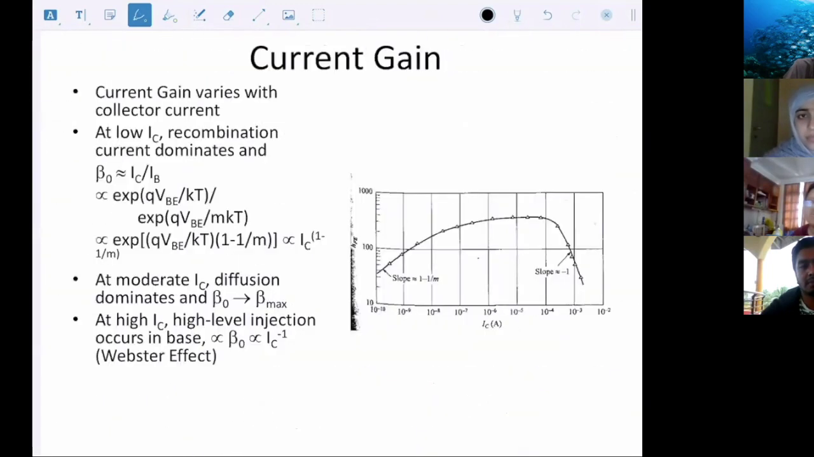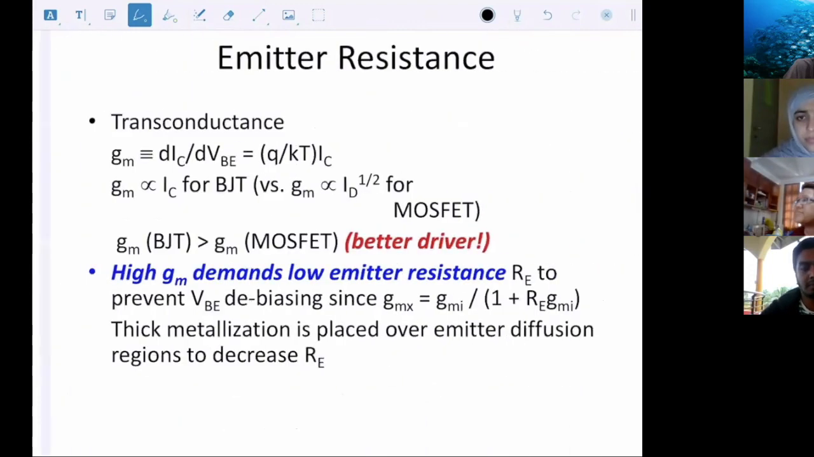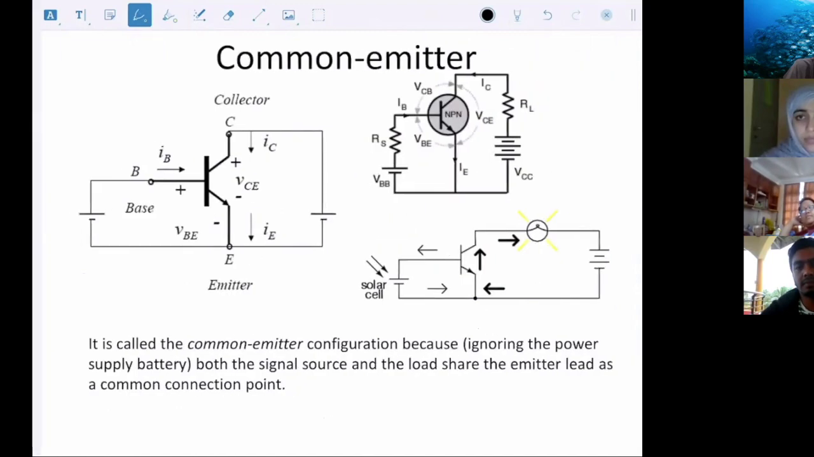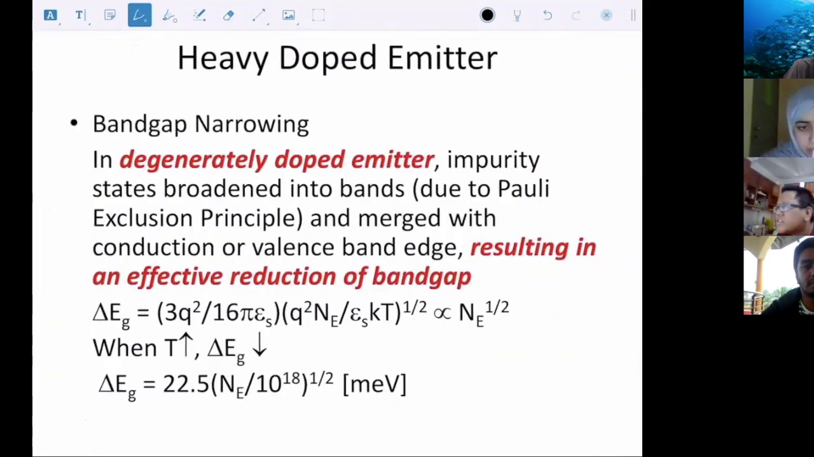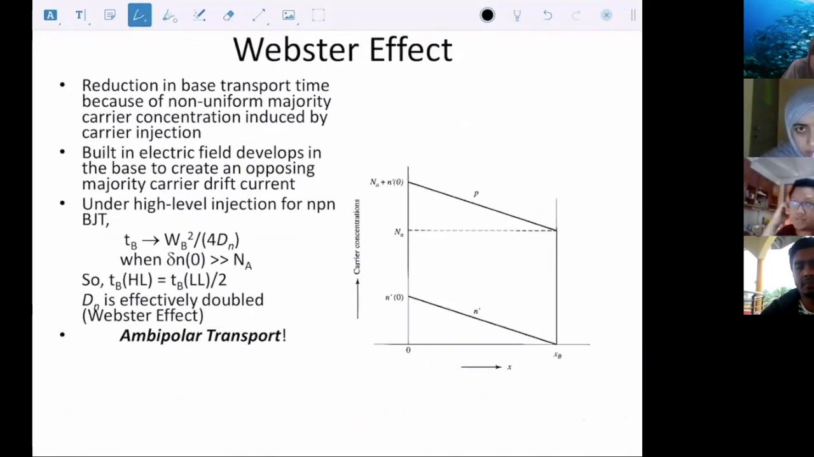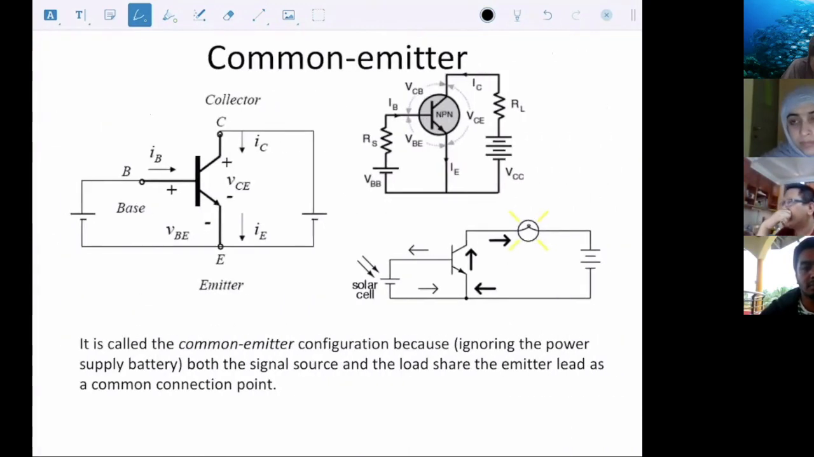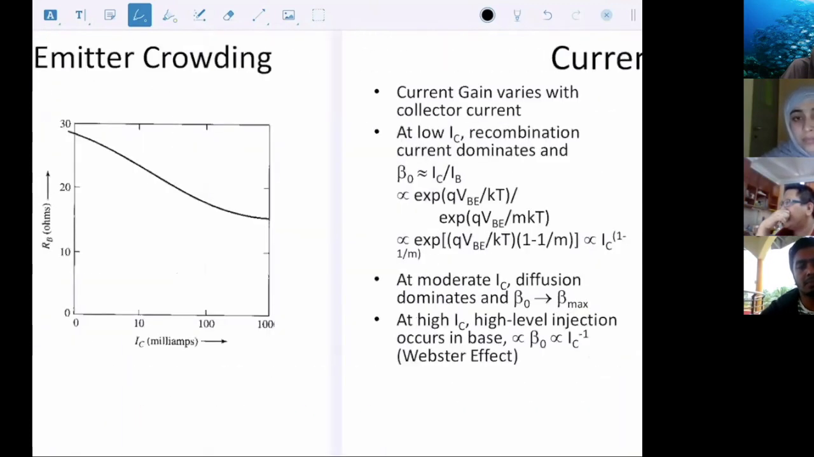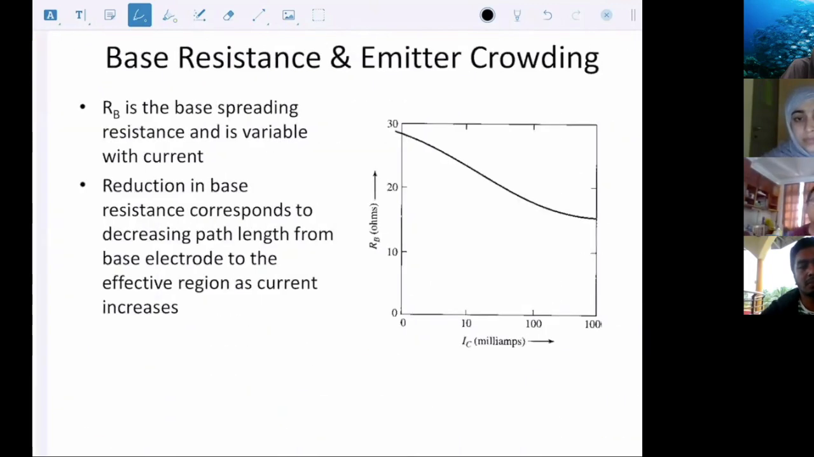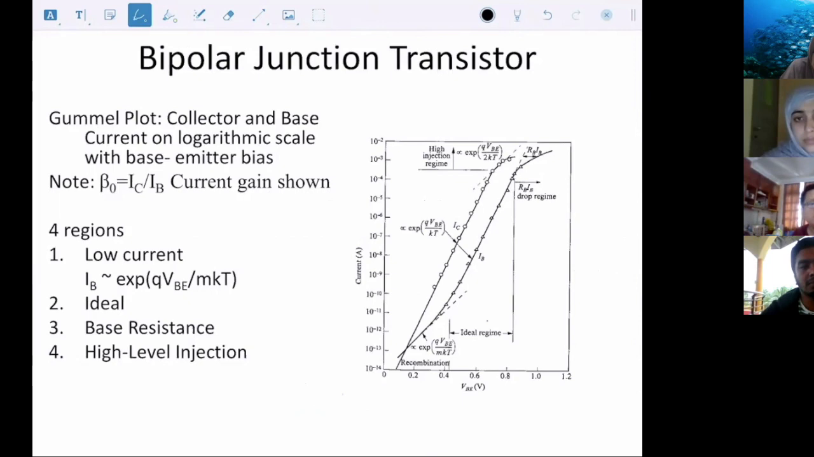So let's see, 4 classes. I will not cover this band gap narrowing. Maybe I should. I don't know. I never covered this Webster effect. I normally skip the Webster effect. And then after that, next slide is only MOSFET. MOSFET normally I can cover in one or two classes. So we have two more classes on BJT. 3, and then two more classes BJT.